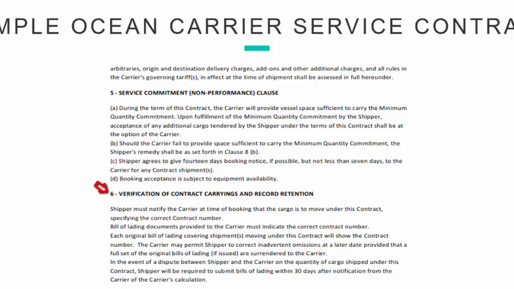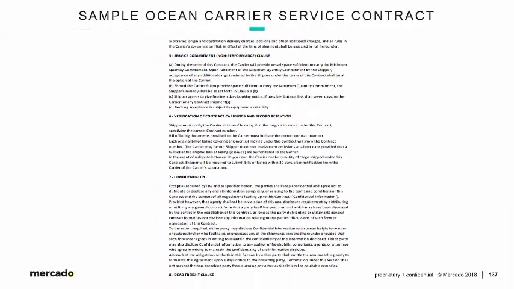Number 6, verification of contract carrying and record retention. The most important thing here is the second sentence. Bill of lading documents provided to the carrier must indicate the correct contract number. Each original BL moving under this contract will show the contract number. That's so the carrier knows to rate the proper bills associated with the contract. A seemingly small detail that's really quite important.